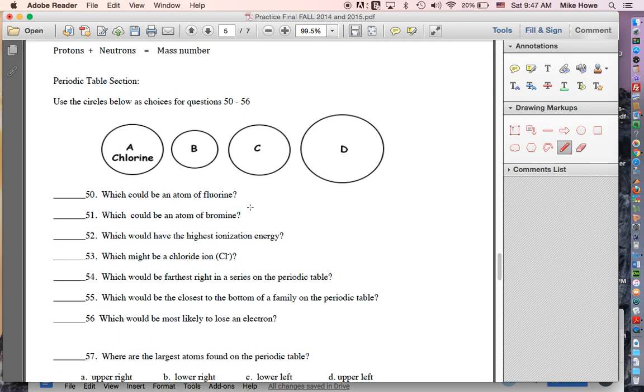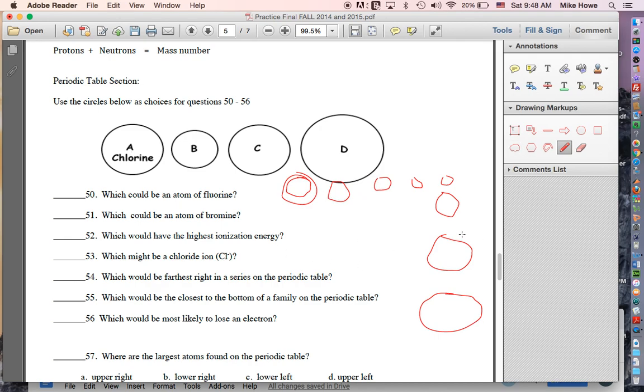Our periodic table section. You've got to know that atoms get bigger as you go down. So if you're going down, they get bigger. And they get smaller as you go across. So you start big on the left side, make it a little bigger. You get the idea that they get smaller as you go in that direction on the periodic table. So as you go right they get smaller, as you go down they get bigger.